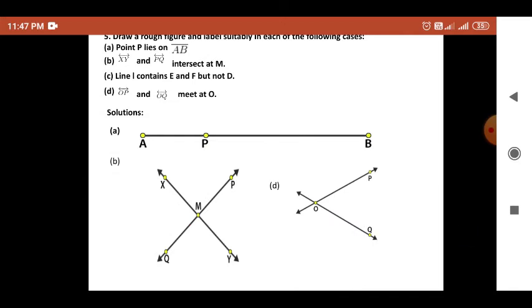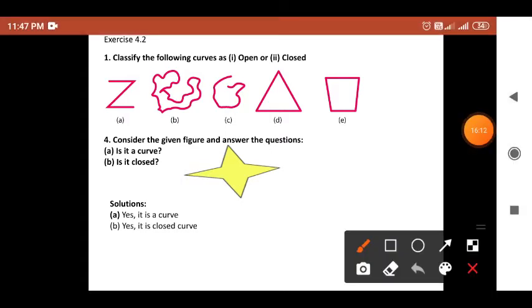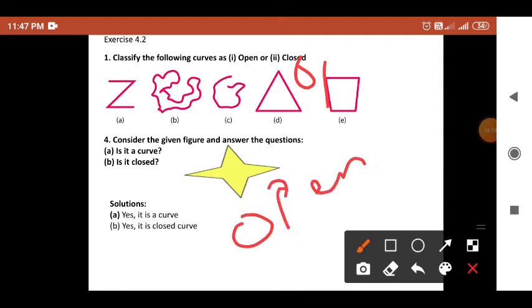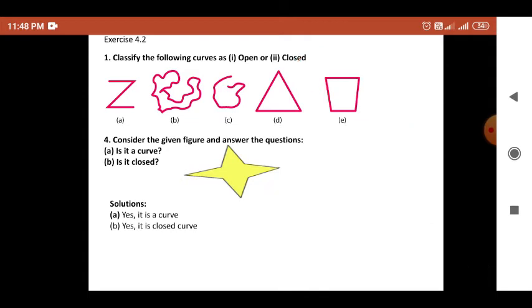See, these are the solutions. Now, classify the following curves as open or closed. You already know which is an open figure and which is a closed figure. Here, A is an open figure, B is a closed figure. C is an open figure, D is a closed figure, E is also a closed figure. So B, D, E are the closed figures, A and C are open figures.